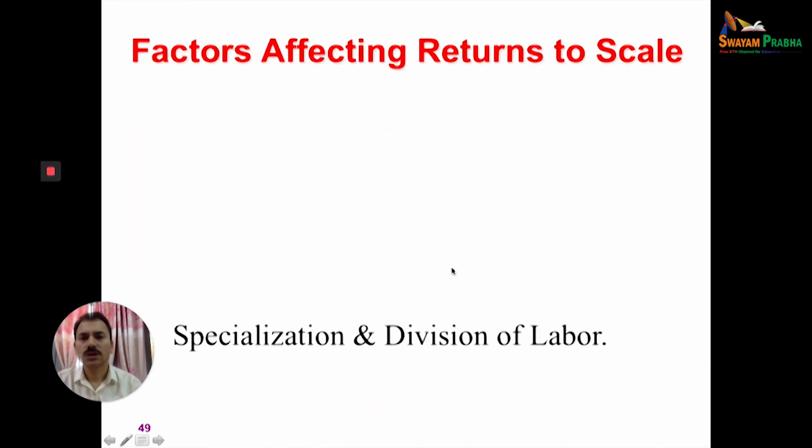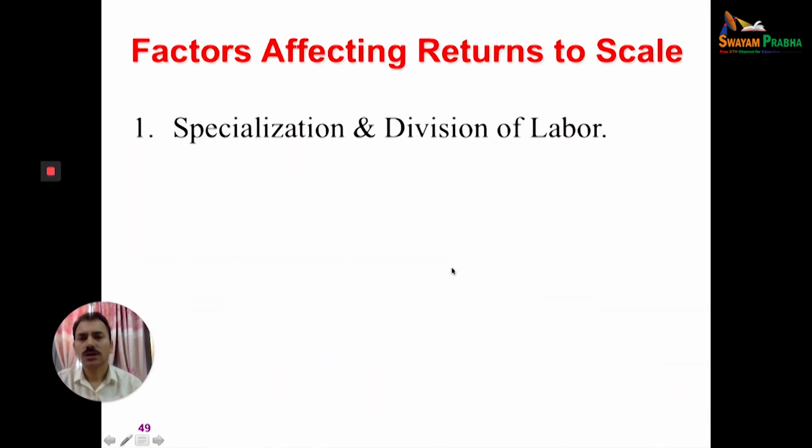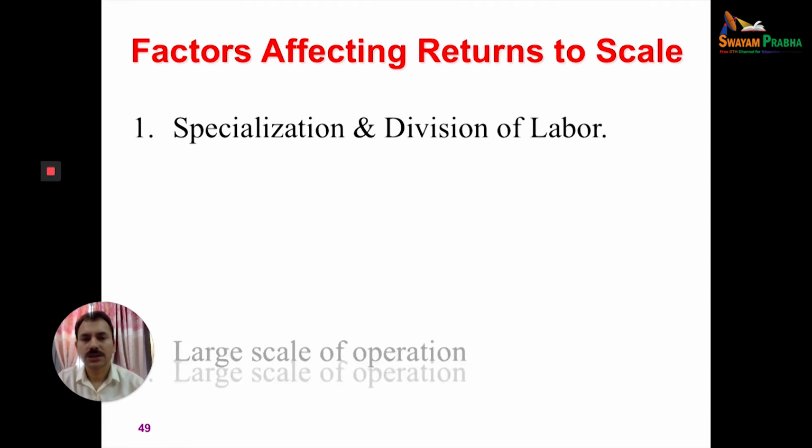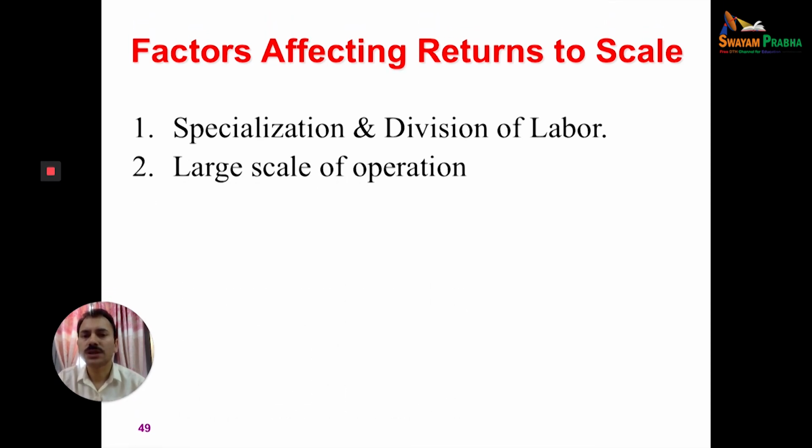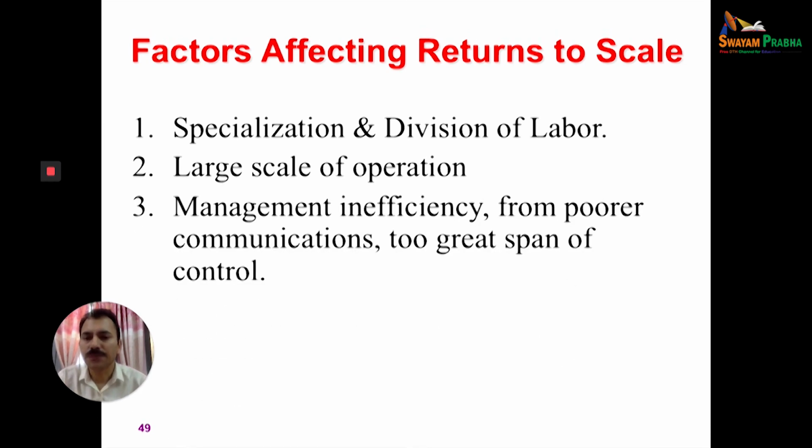So this will be affected due to specialization and division of labor. Second, large scale of operations, due to large scale of operation. And third, the management efficiency from poorer communications or maybe too great a span of control will affect the return to scale.